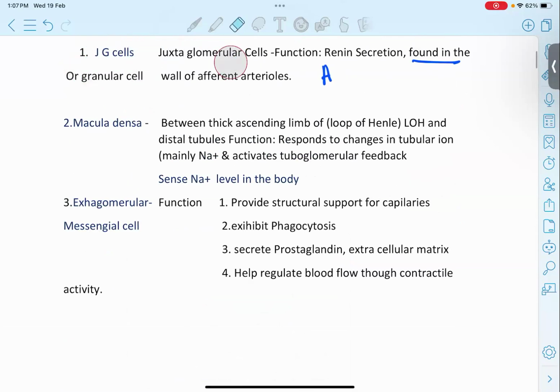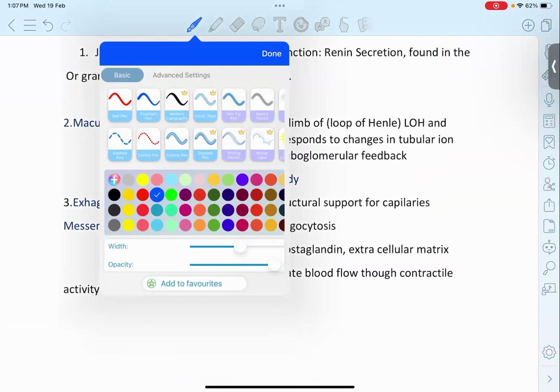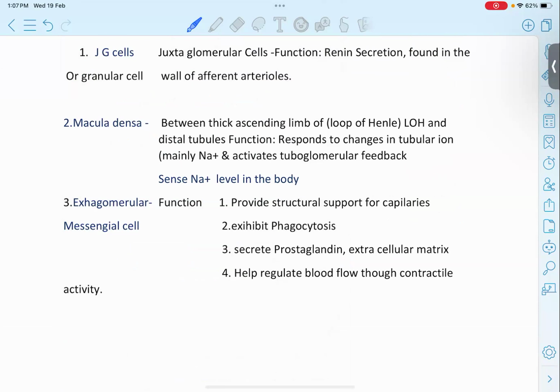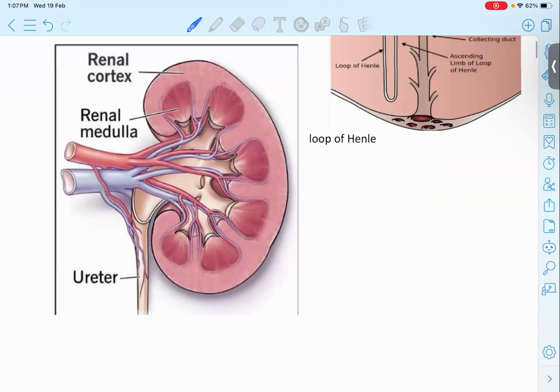Next is the macula densa. Where is the site of the macula densa? The site of the macula densa is between the thick ascending limb of the loop of Henle and the distal tubule. So the macula densa is present at the junction of the loop of Henle and distal tubule. So where is it?